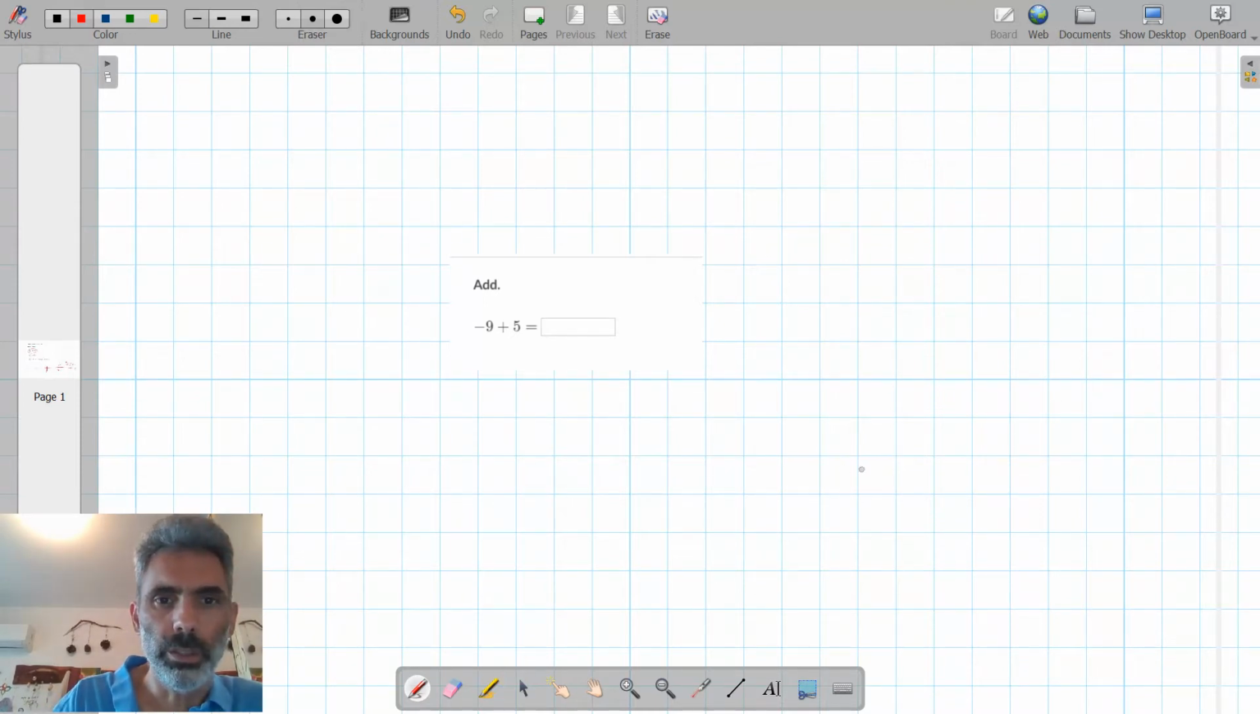Okay, so the difference between 9 and 5 is 4. And since -9 is greater than 5, when we add two numbers, the sign of the result will be the sign of the greater number of the two numbers, and the difference between them is 4. So -9 plus 5 is -4.